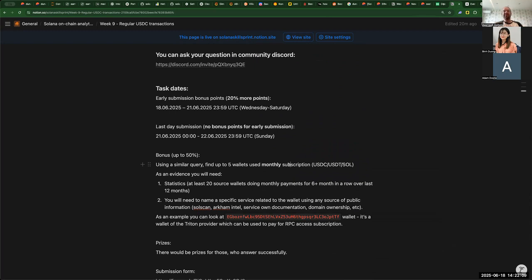So the rest is pretty standard for now, the same as the previous tasks: bonus points if you finish before the end of Saturday, and Sunday gives fewer points.